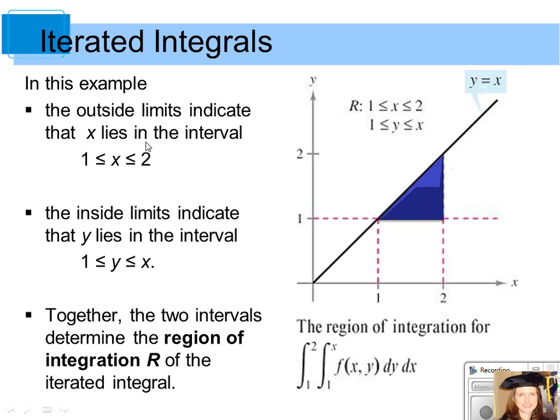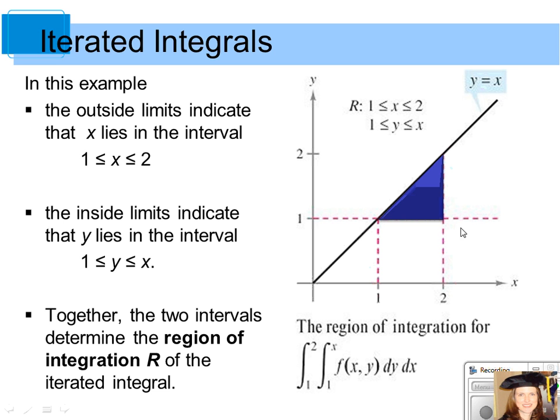And that's how we end up with this interval for x. The inside bounds are in terms of y. Your inside differential is dy, so y equals 1 and y equals x. Those determine your interval for y. And together those two intervals determine the region of integration R of the iterated integral.